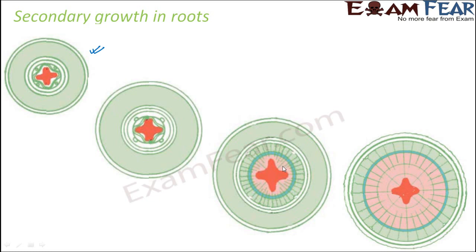So this secondary xylem and secondary phloem are additional layers because of which the thickness increases. After this, what happens? The cork cambium is formed, and cork cambium will again form a cork outside and a secondary cortex inside. So basically the steps remain the same. It is just that the structure of the dicot root is little different from the dicot stem.